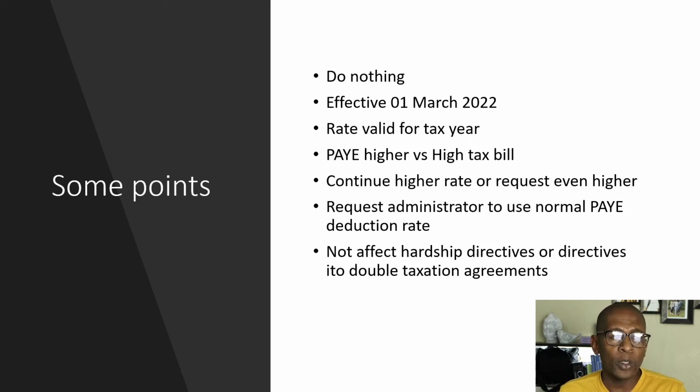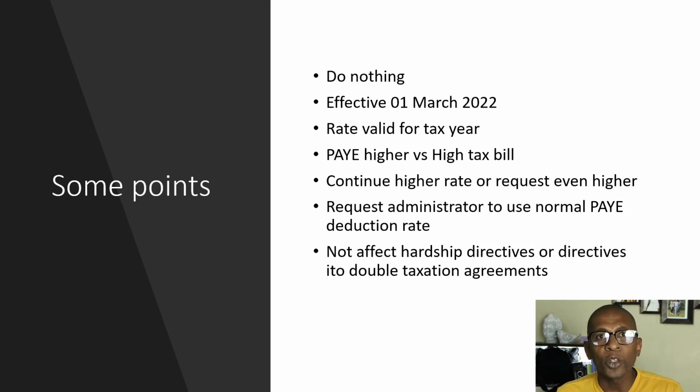The rate is valid for the whole tax year unless circumstances change. For example, in our scenario, the pensioner sells the rental property, which means they won't be getting any rental income anymore. So obviously circumstances could change, but otherwise the rate is valid for the year, and then the following year they'll have a look at it again and issue another directive. The whole idea is that the PAYE could work out to be higher when using the fixed rate. However, you get peace of mind that you're not burdened with a high tax bill at the end.